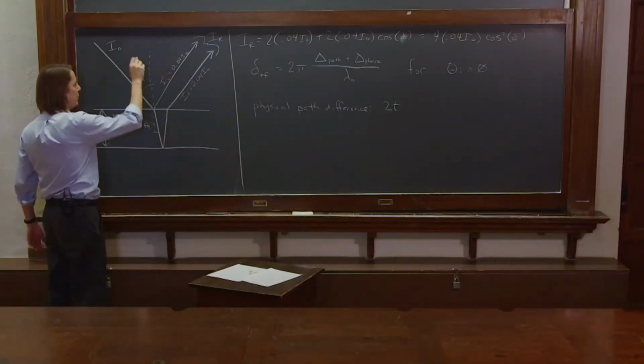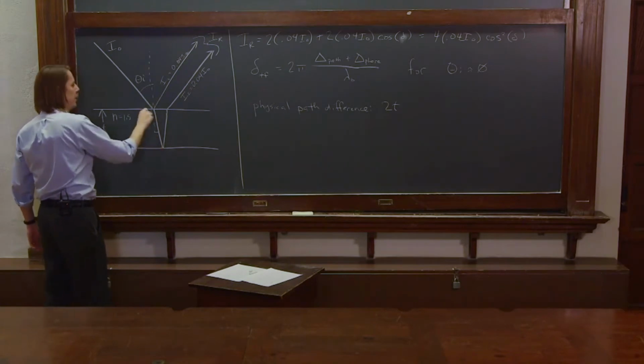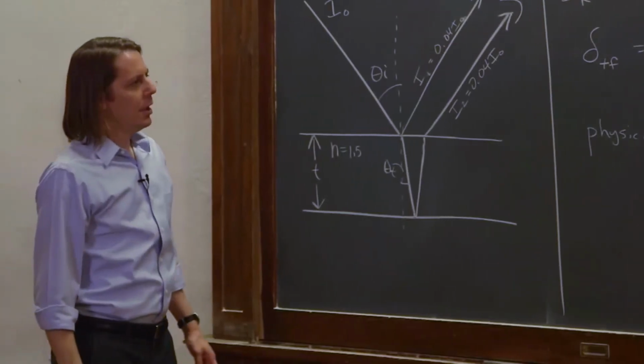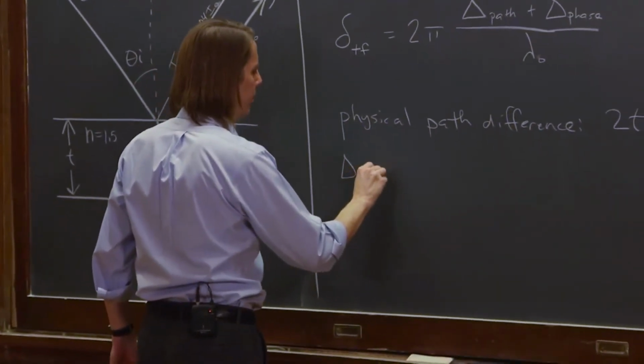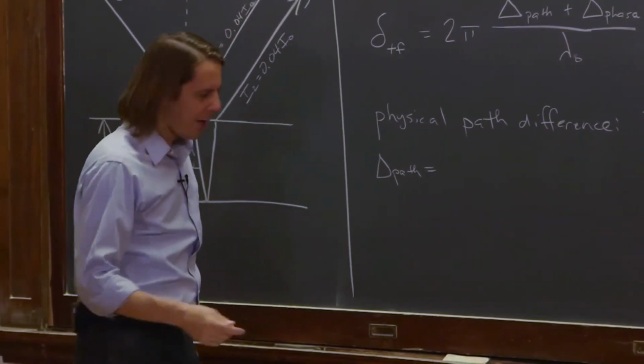This beam reflects right away. This beam has to go down 1t and back up 2t. But that's not quite delta path, right? Delta path equals the optical path difference.